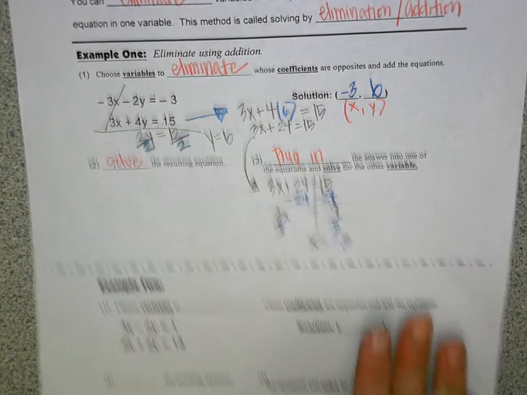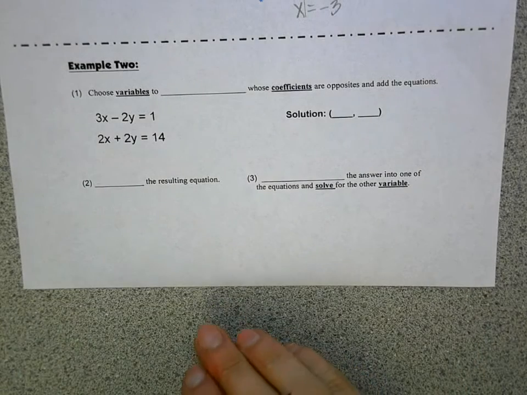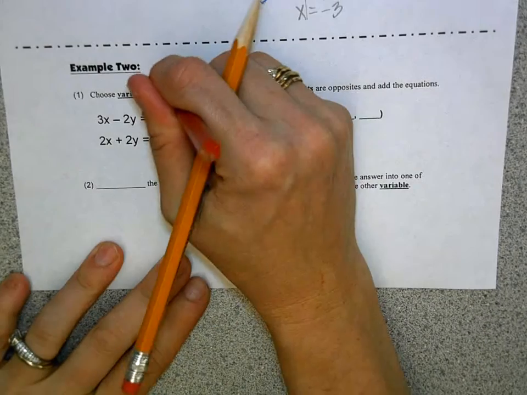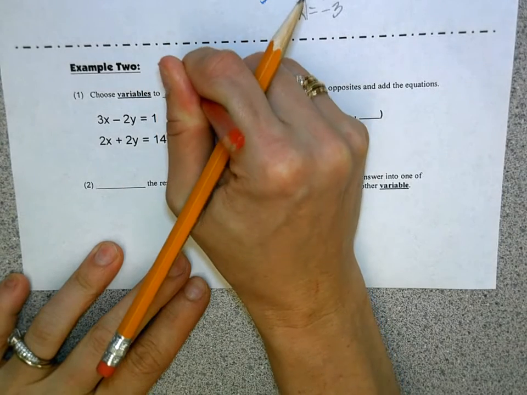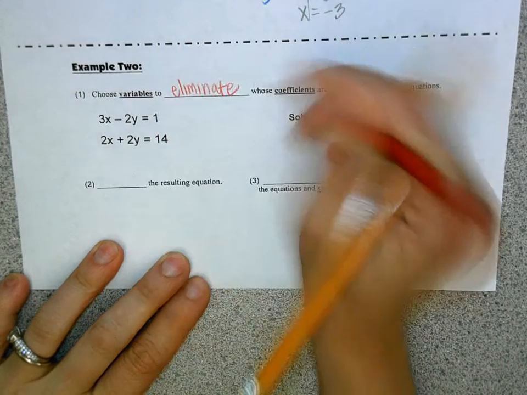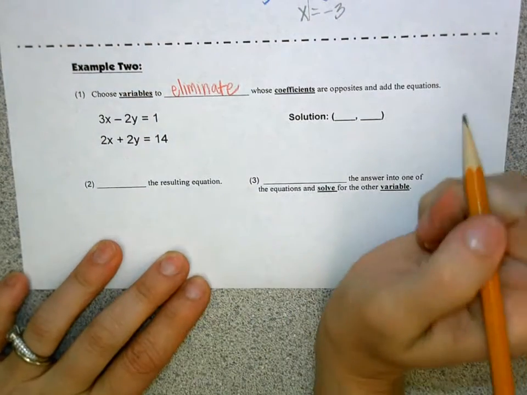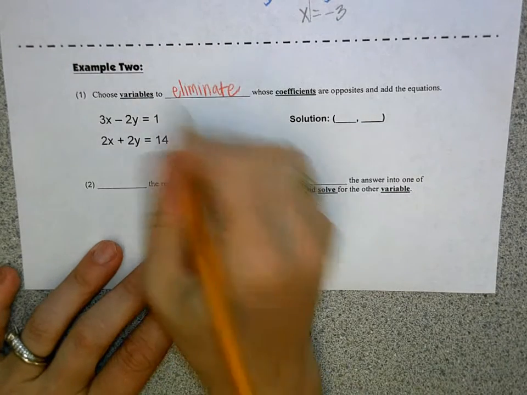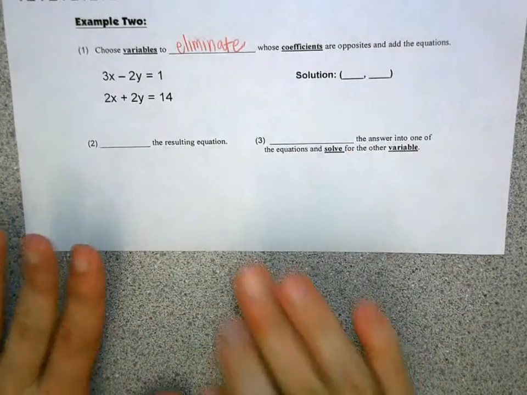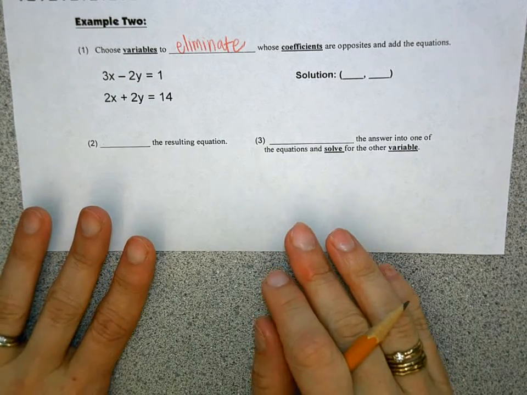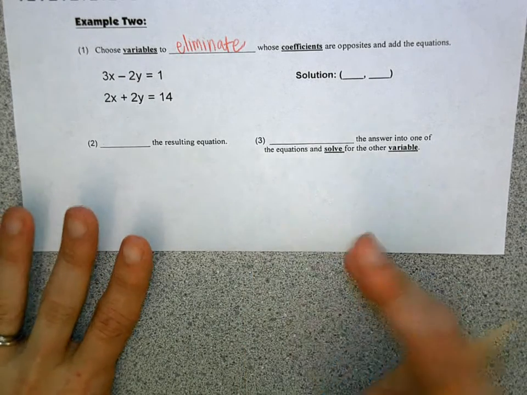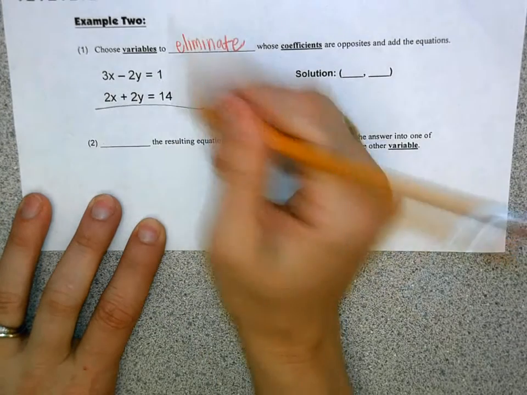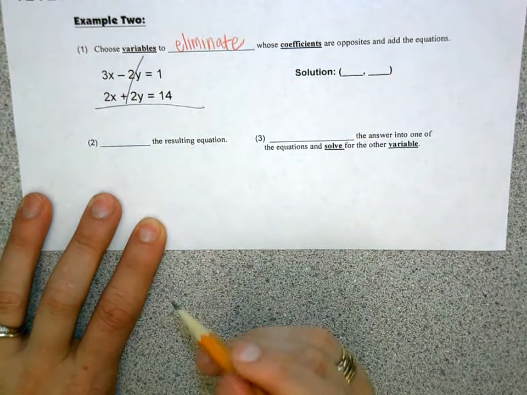Okay? Now let's look at number 2. Let's try another one. First thing you want to do is choose the variables to eliminate or to cancel out, whose coefficients are opposite. So that means one is positive, one is negative. So here, if you look at this one, is it obvious that one letter is going to cancel out? I hope so. Which one's going to cancel out? The y. So literally, you're going to add together the equations. These y's will cancel out.